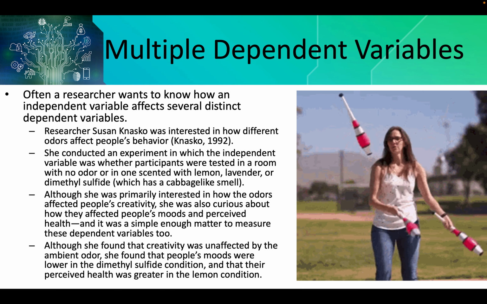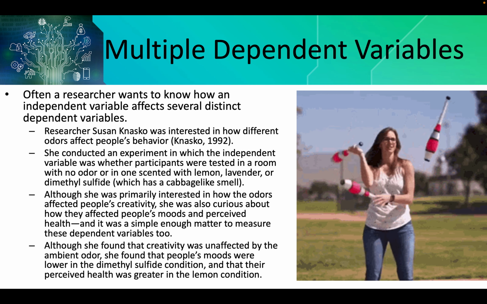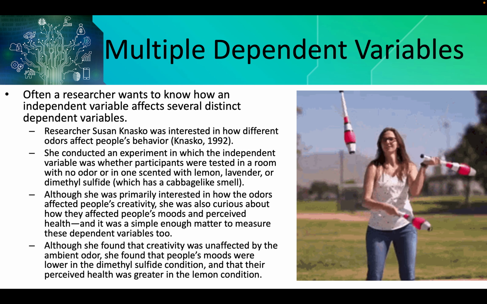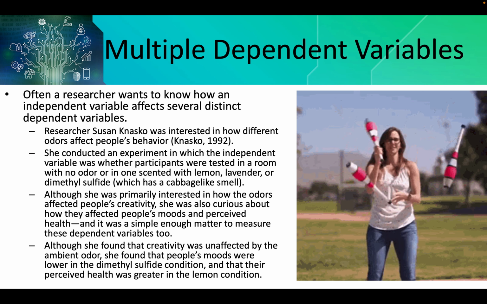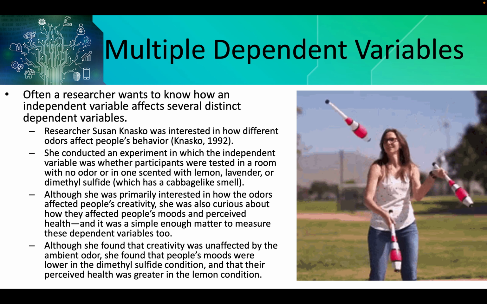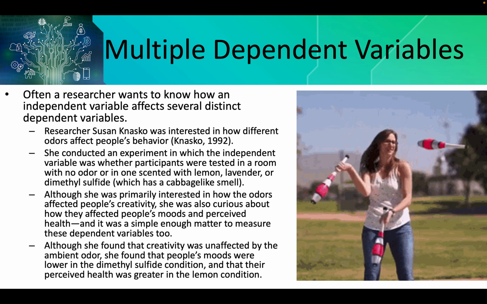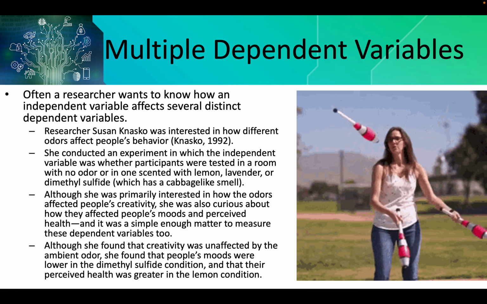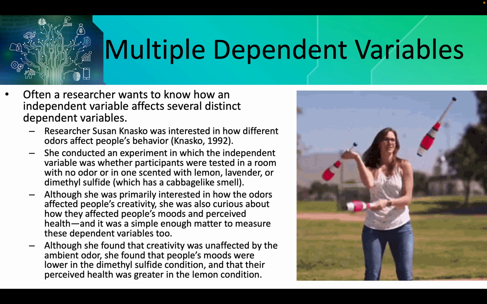Often a researcher wants to know how an independent variable affects several distinct dependent variables. Researcher Susan Nasco was interested in how different odors affect people's behavior. She conducted an experiment in which the independent variable was whether participants were tested in a room with no odor or in one scented with lemon, lavender, or dimethyl sulfide, which is a cabbage-like smell. It smells like old cabbage, is what it smells like.